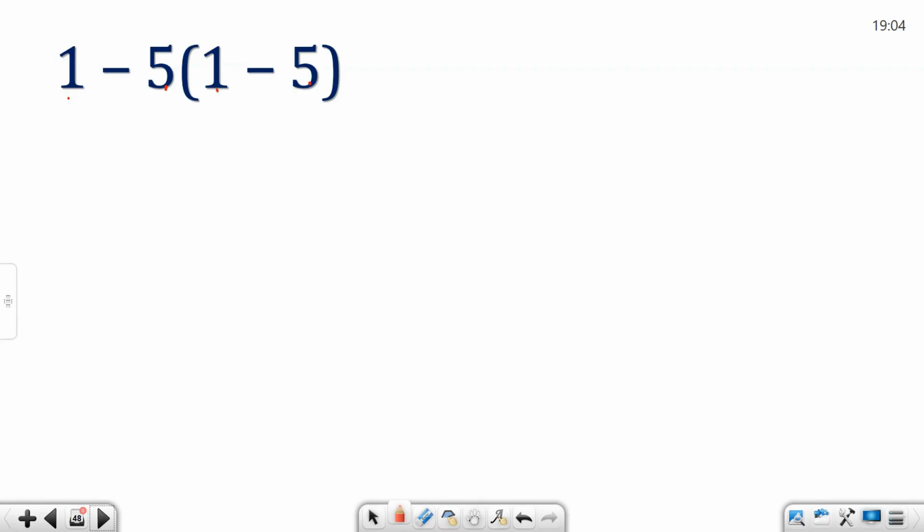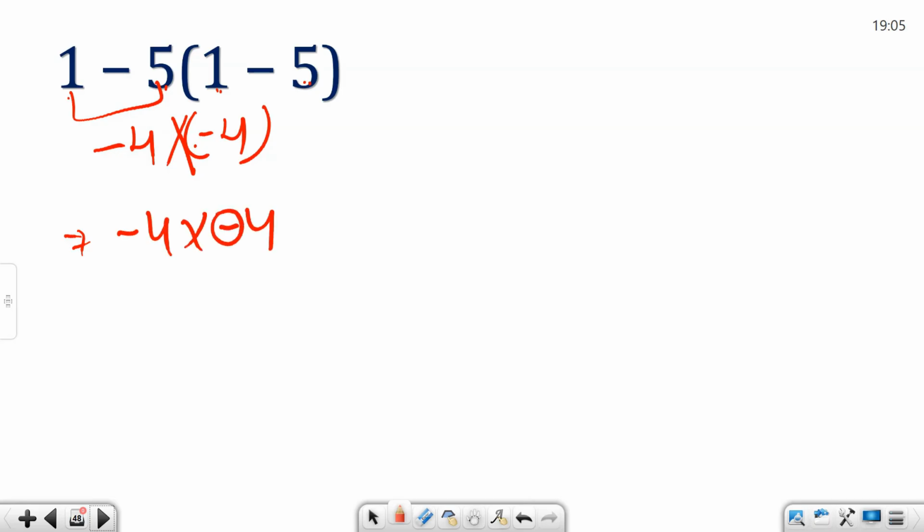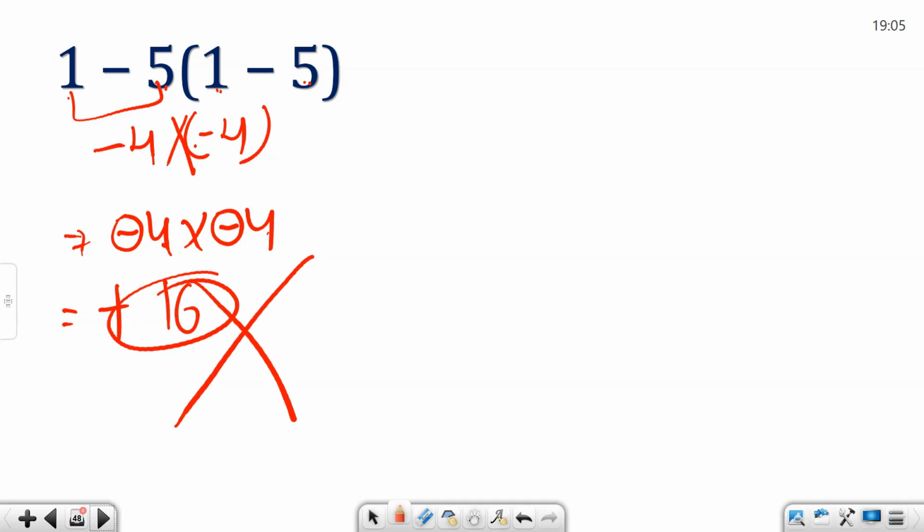Today's question is 1 minus 5 in brackets. 1 minus 5 minus 4, in brackets, 1 minus 5. We'll remove the brackets from minus 4 and multiply. Minus 4 times minus 4: when you multiply minus by minus, it becomes positive. 4 times 4 is 16. This is the answer, but this is the wrong answer.